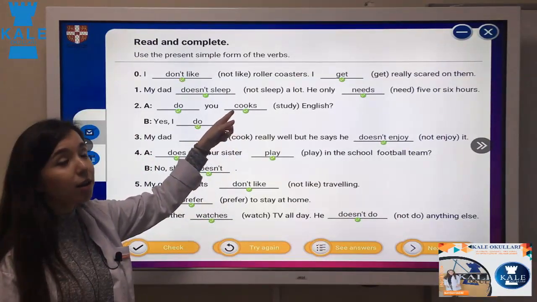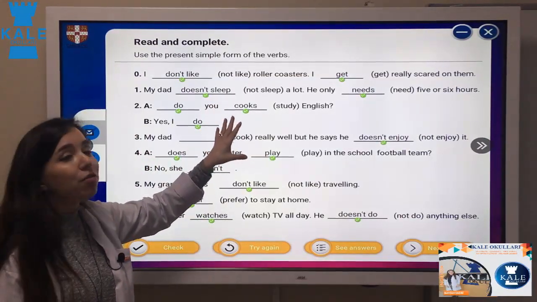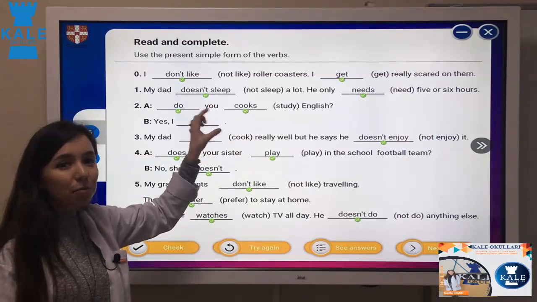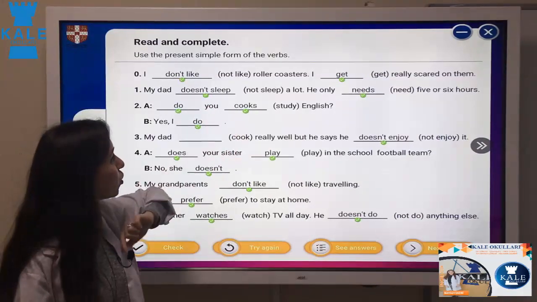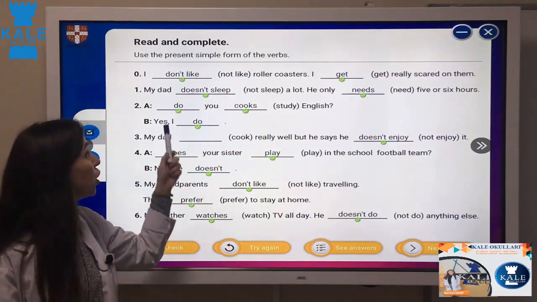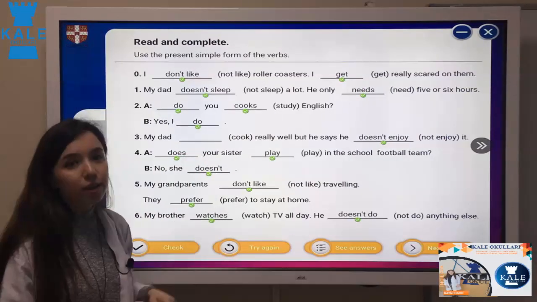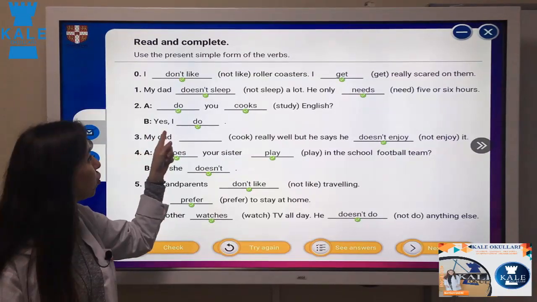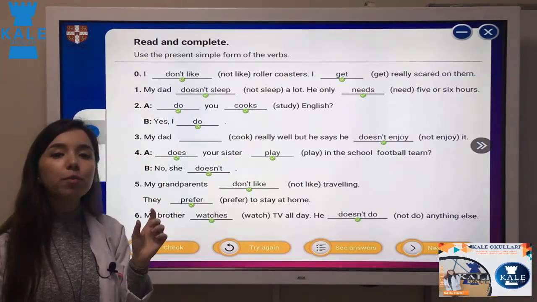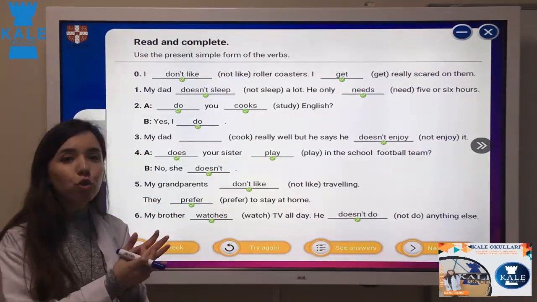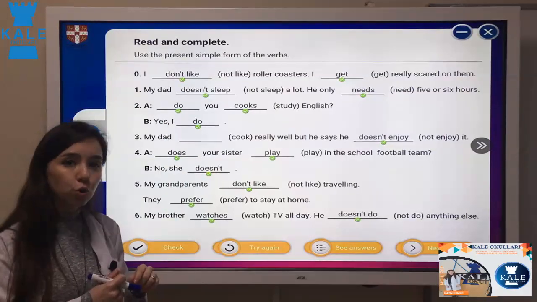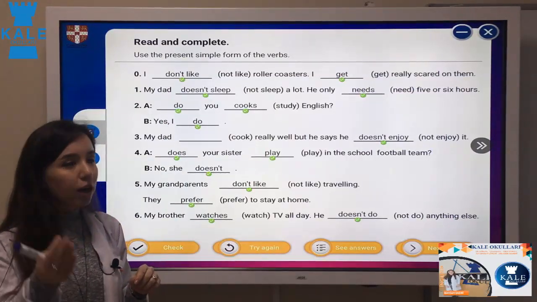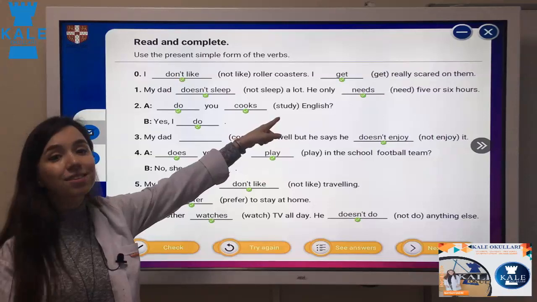It's wrong here. I'm sorry. Some of the questions, maybe there are some mistakes here. Here it says cooks, but the answer is "Do you study English", not cooks. Yes, it should be study here. Yes, I do. For short answers, do you remember, when you want to write a short answer, it starts with do. So you can say yes, I do, or yes, I study.